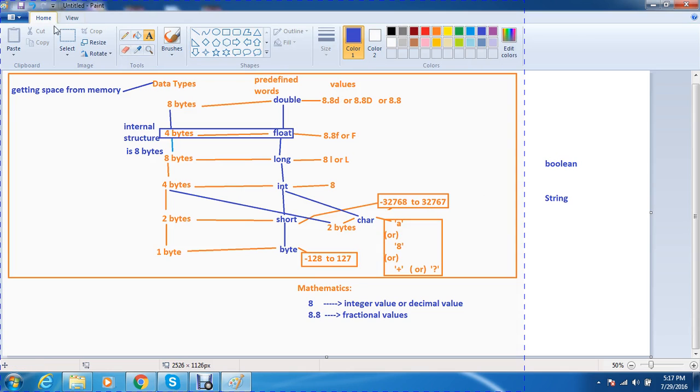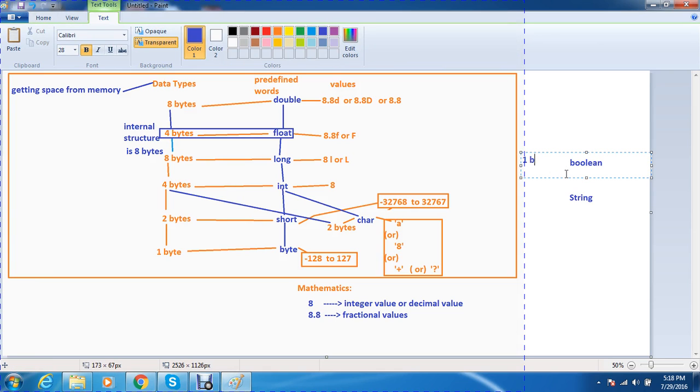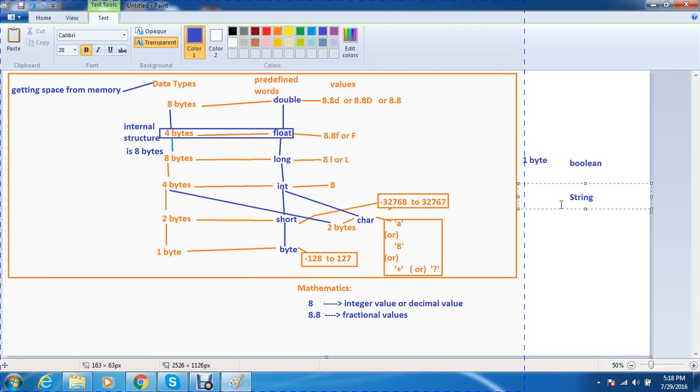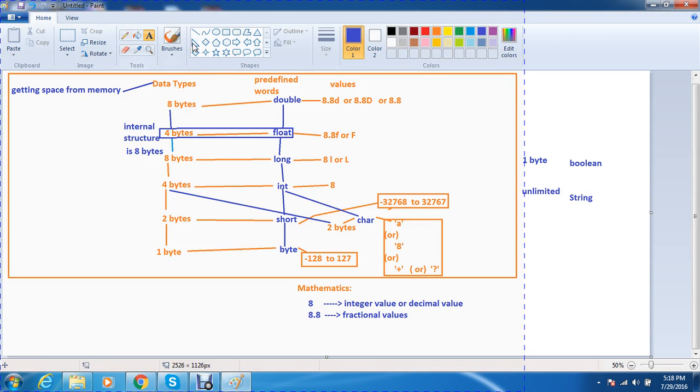How much space does our Boolean data type get from memory? It is 1 byte. How much will our string get? Please make sure, unlimited. Our Boolean data type gets 1 byte of space. Our string will get unlimited space.